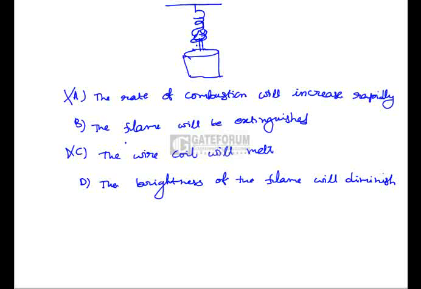And the remaining two options are: the flame will be extinguished and the brightness of the flame will diminish. Here brightness also not depending on the surroundings of the flame, so that it is not also correct option. So the correct option is the flame will be extinguished. That means it will be destroyed after some time due to the surroundings, due to the encountering of that coil. So the correct option is B. B is the right answer.